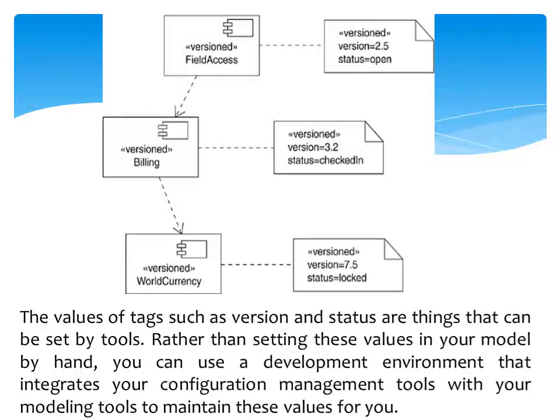Now this is the diagram which is mentioned in the earlier slide. Version field access, version 2.5 status open, version billing, version world currency, version 3.2 status checked in, version 7.5 status logged. The values of tags such as version and status can be set by tools. Rather than setting these values in your model by hand, you can use a development environment that integrates your configuration management tools with your modeling tools to maintain these values for you.